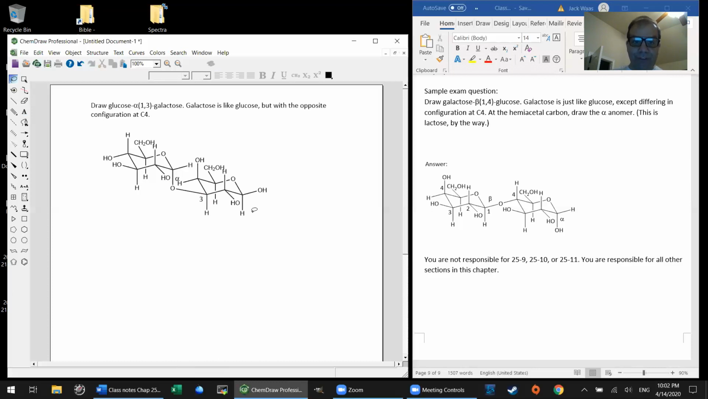Likewise, if this OH and H were switched in this particular case, full credit, since it doesn't say what to do with the hemiacetal carbon. So you choose, alpha or beta. And I think that's a good place for us to end.